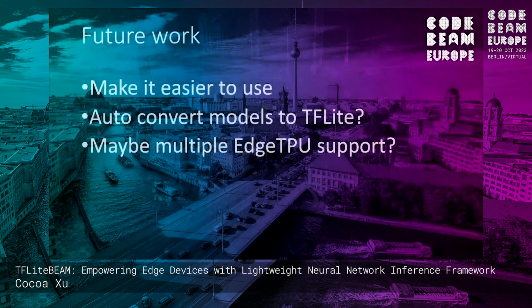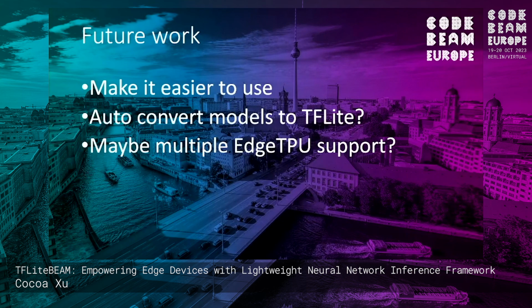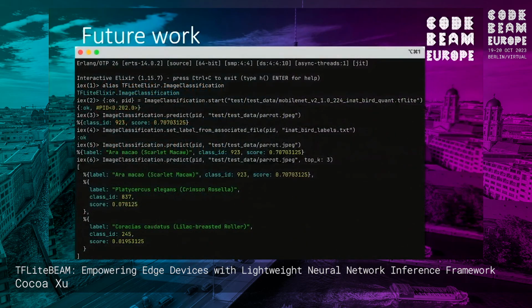And now I will talk about some future work in my mind. So the first thing is that I want to make it easier to use. So now we have some modules such as image classification to automatically extract the necessary information for you, and it will fill the input tensors for you, and it will try to load the label file embedded in your model. However, maybe your model does not contain an associated file, so sometimes you still need to do that manually. So I want to make it easier to use in the future.